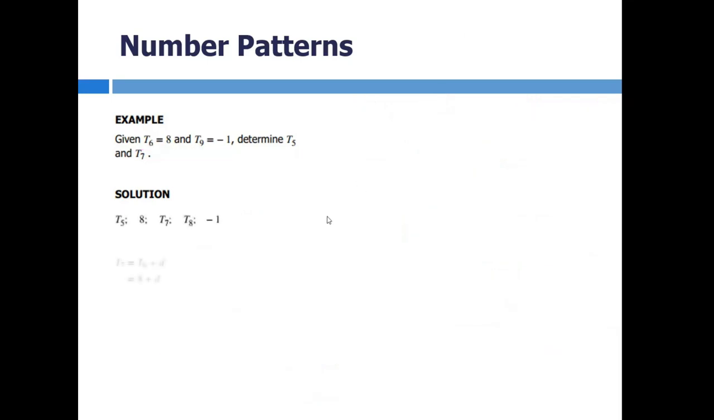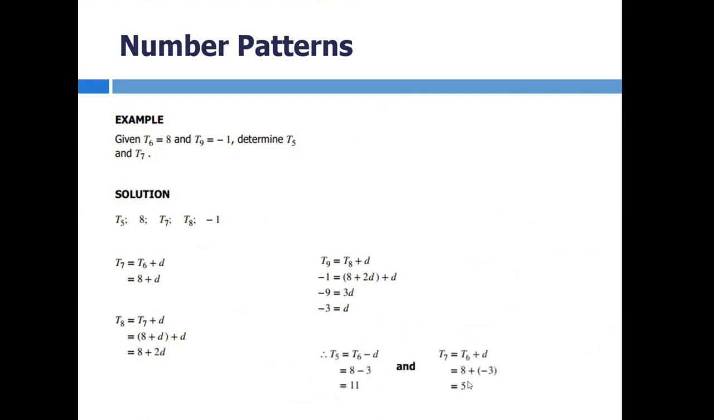Remember, you create your sequences. In here, they've used the substitution method. Can you see it? So T7 was equal to T6 plus 8D, and then you found T8 as T7 plus D. So if T7 is 8 plus D, you can substitute it in there, and then they found D as -3. They've used a different method from the one that I've used, but the answers are exactly the same. You can use any method for you to be able to solve it.